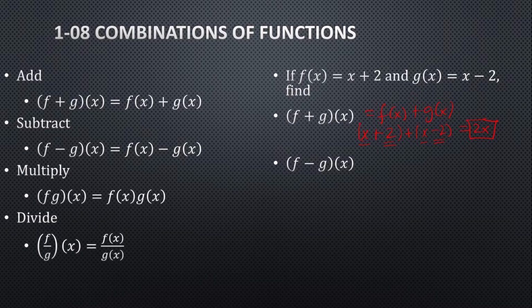f minus g of x. Well, now we subtract. So it'll be the f of x minus the g of x. The x's would cancel out, so there's no x's, and then 2 minus a negative 2, that'd be plus 2, would make 4.